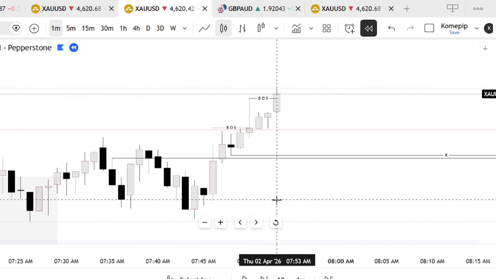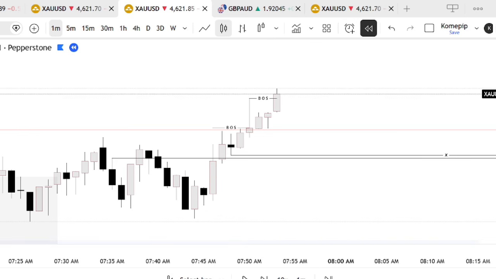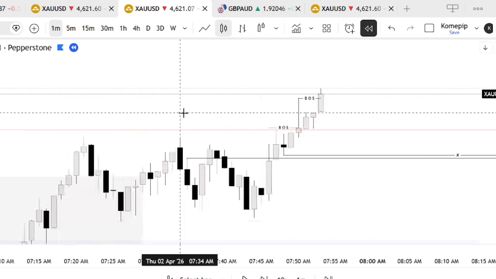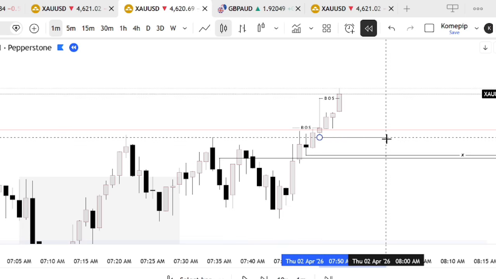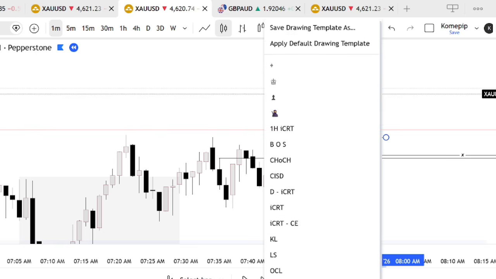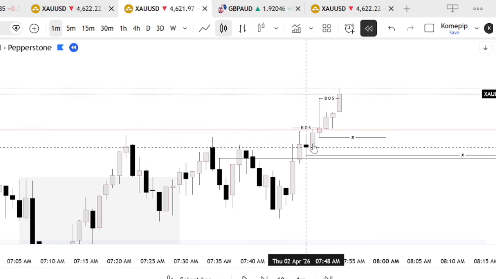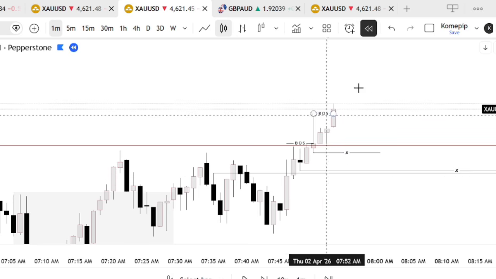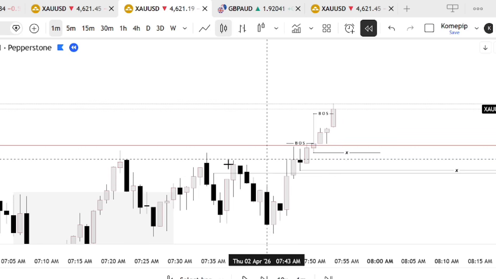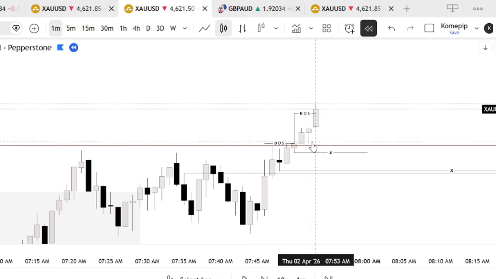here, left an inducement leg. So where is the inducement leg? Yes, this is an AOI candle. This is an AOI candle. An AOI candle is an abnormal candle in between candles. We also have another one here.